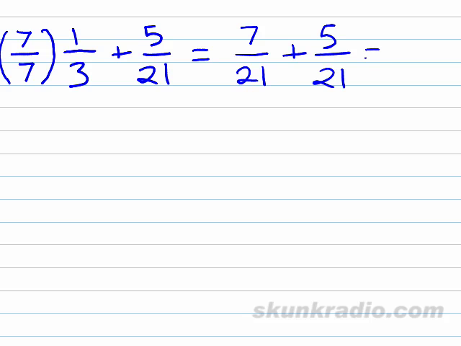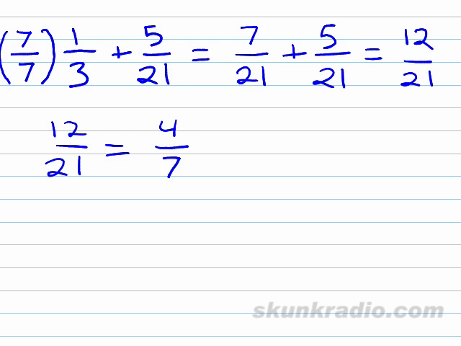And now I just add the two top numbers. 7 plus 5 is 12 over 21. Then I want to reduce this to make sure this fraction is in its simplest form. So it looks like I could divide the top and bottom number by 3. So if I come down here, let me rewrite this. 12 over 21. If I divide 12 by 3, I get 4. If I divide 21 by 3, I get 7. And I think that is as simple as this one is going to get.